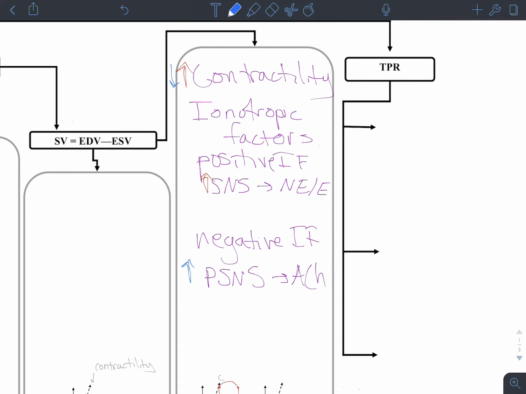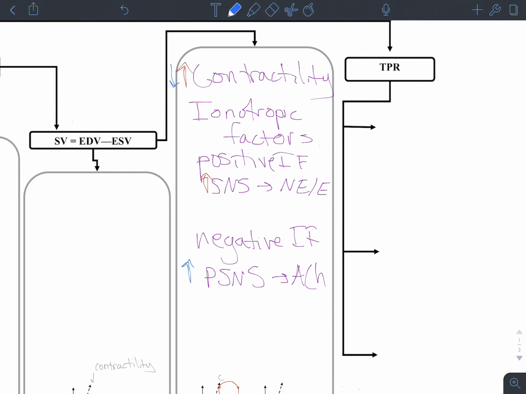Just in order to understand this chart, we're going to focus on them one at a time. Okay, so positive means we're adding to this, we're activating sympathetics, we're contracting harder, faster, I shouldn't say faster, but harder. We're contracting harder against the blood that we have pulled in the left ventricle.